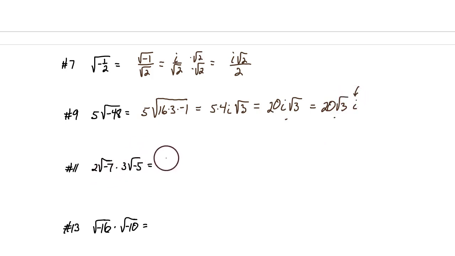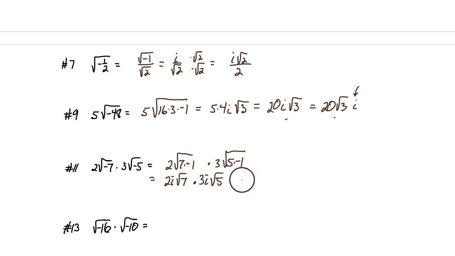Number 11, we have 2 times the square root of 7 times negative 1. And then over here, 3 times the square root of 5 times negative 1. This makes 2i square root of 7. And this one makes 3i square root of 5. Now let's multiply these together.